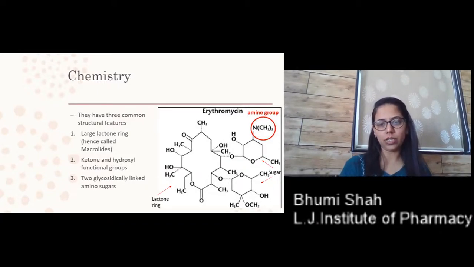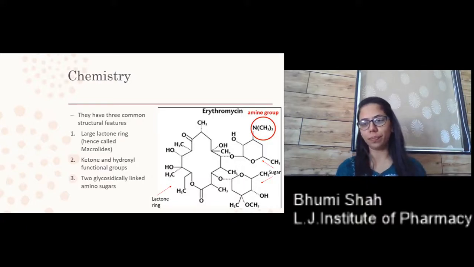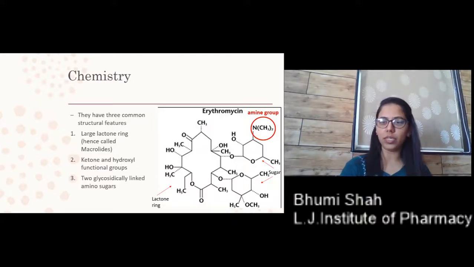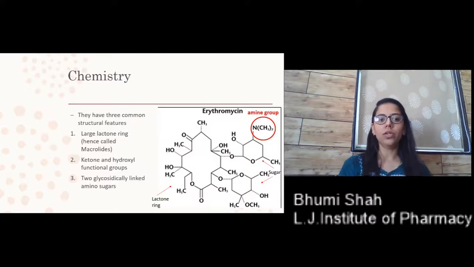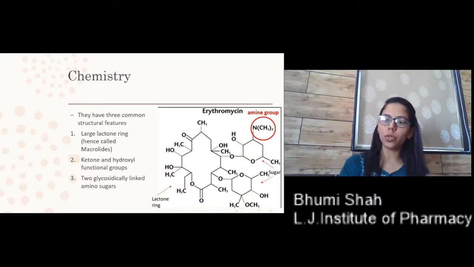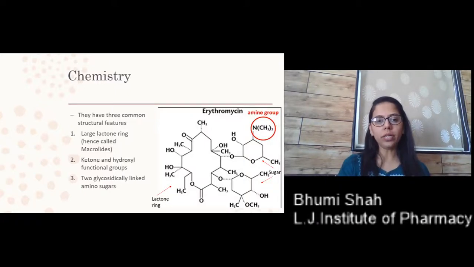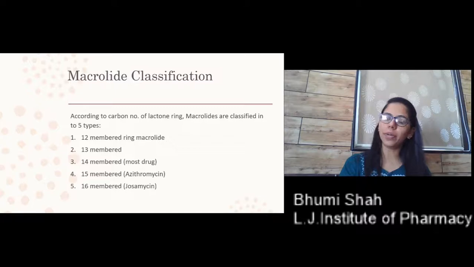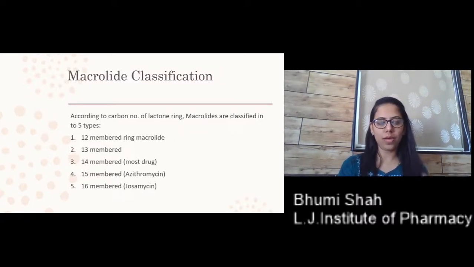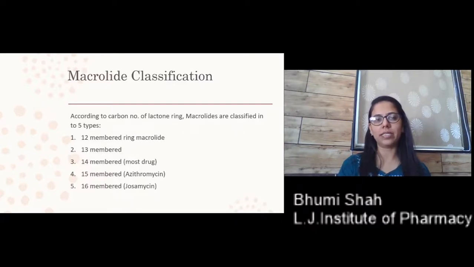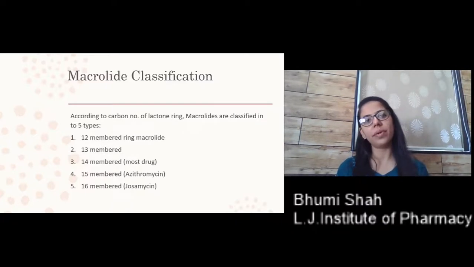In the structure, I have marked the lactone part and the sugar part. The sugar part is attached to the lactone by a glycosidic linkage. The large lactone ring may have 12, 13, 14, 15, or 16 carbons, and according to that number, macrolide antibiotics are classified into five groups: 12-member, 13-member, 14, 15 and 16-member ring macrolides. Most macrolides belong to the 14 or 16-member ring macrolides.